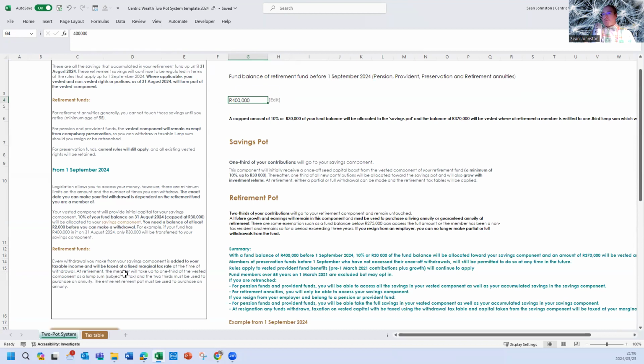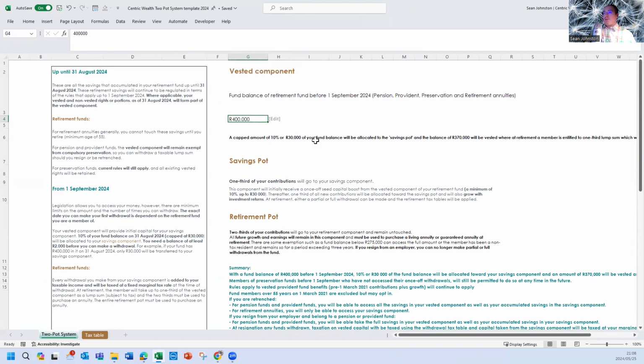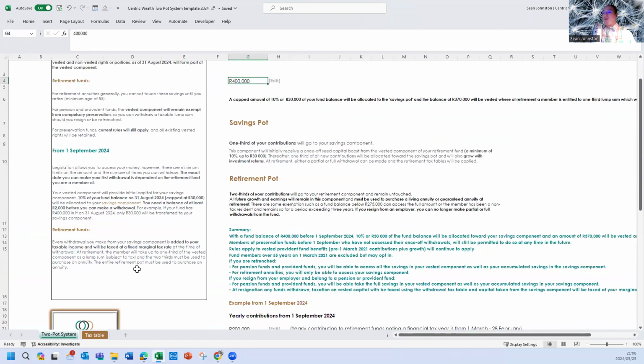At retirement, the member will take 1/3 from the invested component as a lump sum, which is the amount up until the 31st of August, and that will continue to grow, as I've mentioned. You're still allowed the 1/3, subject to tax, and that will be using the retirement tax tables. And the 2/3 must be put into an annuity. The retirement pot must be used towards your retirement.